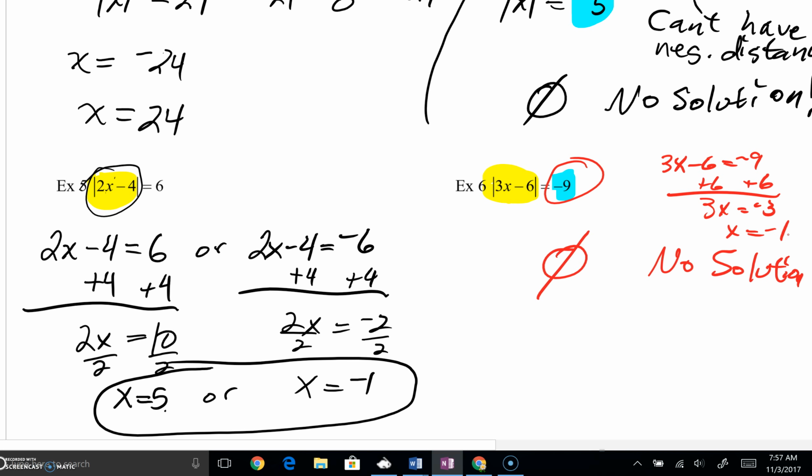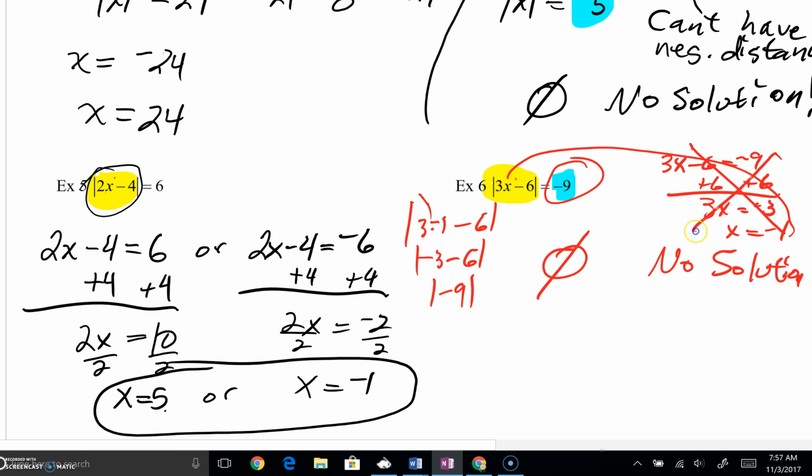Guys, if you plug that in, it won't work. Look, if you plug -1 in, 3 times -1 is going to be -3. And -3 minus 6 is -9. What's the absolute value of -9? +9. This stuff doesn't work. Look, absolute value equals something negative, you're done.